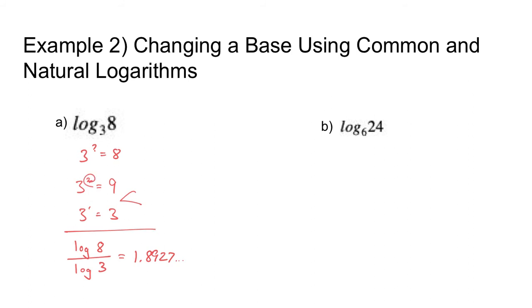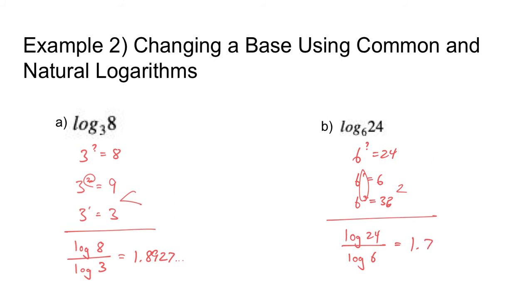Let's try it again. Log base 6 of 24. Well, 6 to what power gives me 24? I know 6 to the 1st is 6, and 6 to the 2nd is 36. So I know my answer is somewhere between 1 and 2, between the exponents. My calculator is going to help me out. So I'll rewrite that as the log of 24 divided by the log of 6. And if I type that into my calculator, I come up with the answer of 1.7737, and it keeps going from there. Very close to what I thought the answer was going to be.